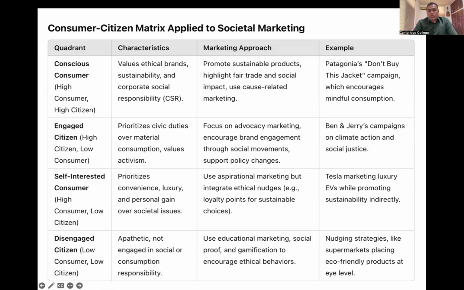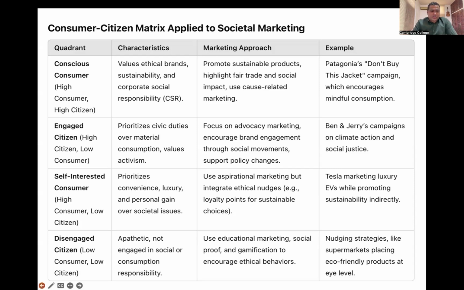Self-interested consumer: prioritizes convenience, luxury, and personal gain over societal issues. Use aspirational marketing, but integrate ethical nudges. Tesla marketing luxury EVs while promoting sustainability indirectly. So you can see the example. Disengaged citizen, low and low: not engaged in social or consumption responsibility. Use educational marketing, social proof, and gamification to encourage ethical behaviors. Nudging strategies like supermarkets placing eco-friendly products at eye level. Nudging means you provoke.